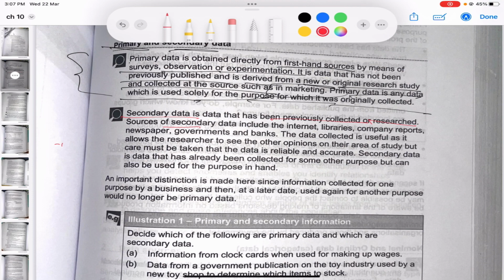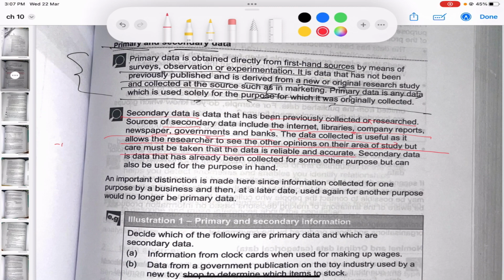Now let's see the sources of secondary data. Internet. So everything which is available on the internet is secondary data. Why? Because it has been published before and it has been researched before. Libraries, company records, newspaper, governments and banks. The data collected is useful as it allows the researcher to see other opinion on the area of study, but care must be taken that the data is reliable or accurate.